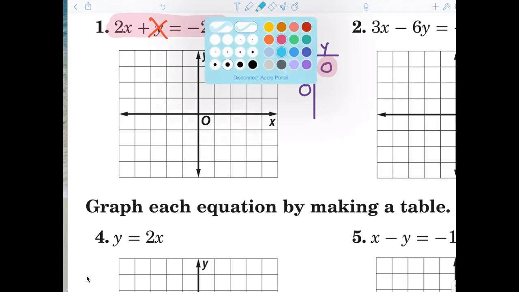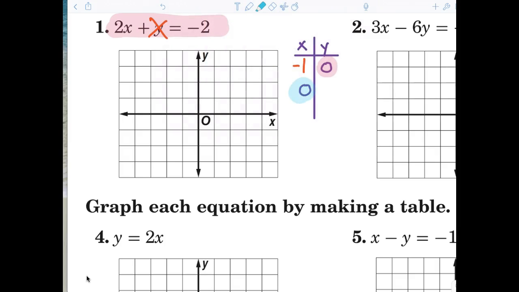Now, I'm going to let x be 0. If I let x be 0, you should be able to easily tell me that y should be what then? -2. Now again, if you didn't understand that, plug 0 in for x. If 0 comes out to be x, that means this itself is what? So, y equals -2. That's how simple.